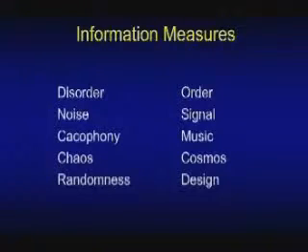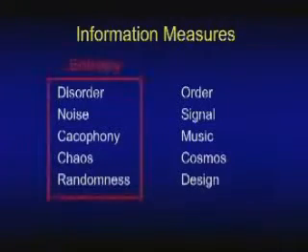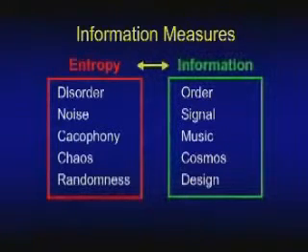We have measures of information. Remember we talked about disorder versus order, noise versus signal, cacophony versus music, chaos versus cosmos, randomness versus design. On the left we call it entropy, on the right we call it information, and they're opposites to one another, and there is an intrinsic drift from information to entropy. We find a created universe that is highly ordered, and yet it is winding down. There are species that become extinct. There are, in fact, mountains that erode, etc., etc.